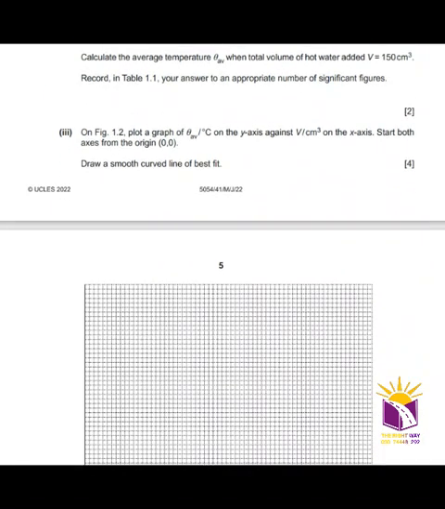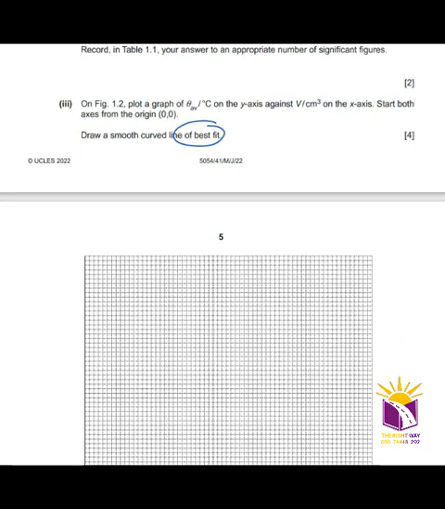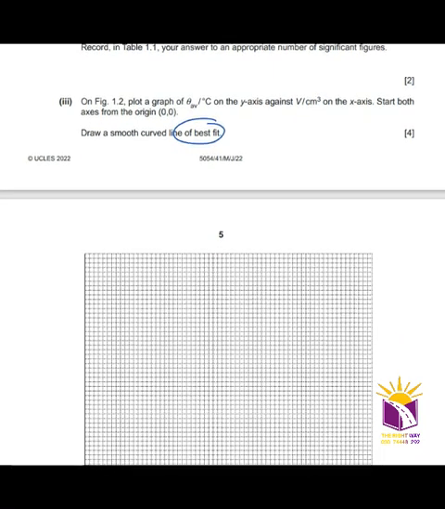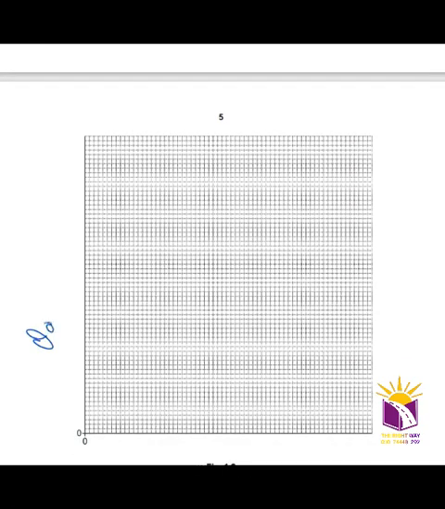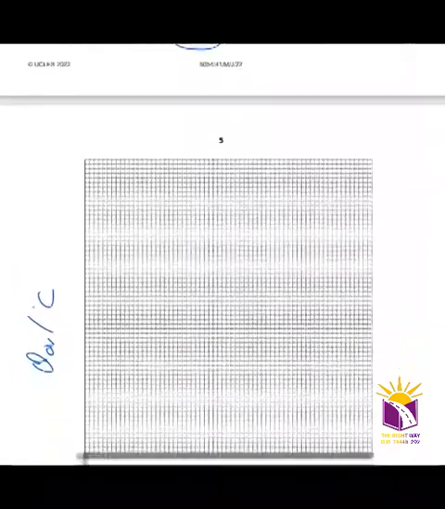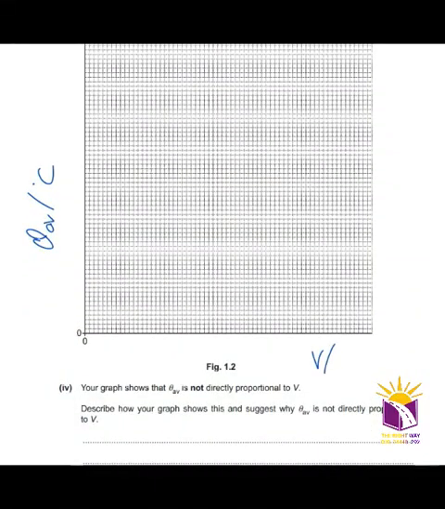On figure 1.2, plot a graph of theta average in degrees centigrade on the y-axis against V in cm³ on the x-axis. Start both axes from the origin 0, 0. Draw a smooth curve of best fit. Okay. First of all, we are going to label our axes. On the y-axis we have theta average in degrees centigrade, and for the x-axis we have volume in cm³.